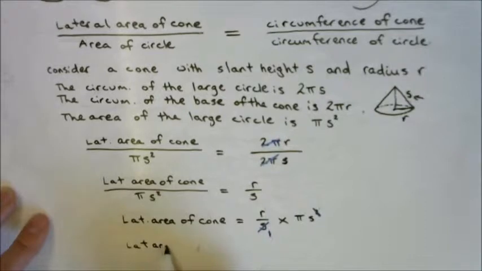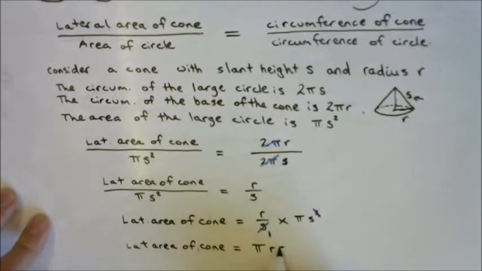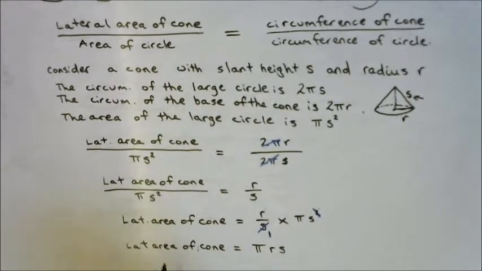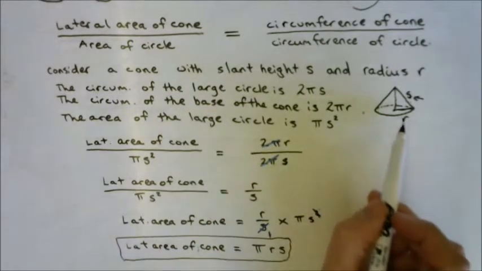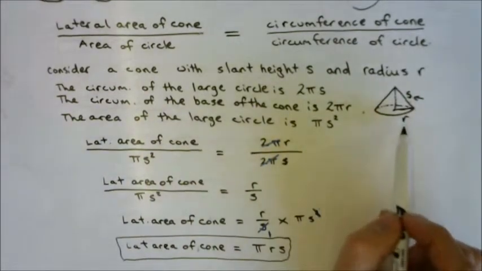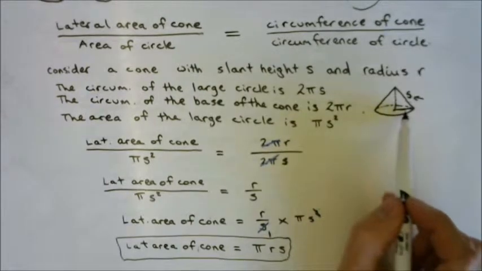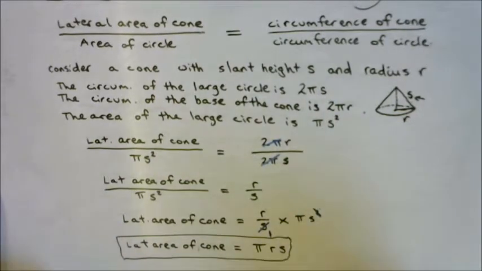The lateral area of the cone is equal to pi RS, or pi RS is how you'll usually see it. Let me write it that way. Pi RS. Okay? So there's a formula for the lateral area of a cone. The formula for the base of the cone is really easy. It's just the area of the base of the cone is pi r squared. Okay? And the lateral area of the cone is pi RS.